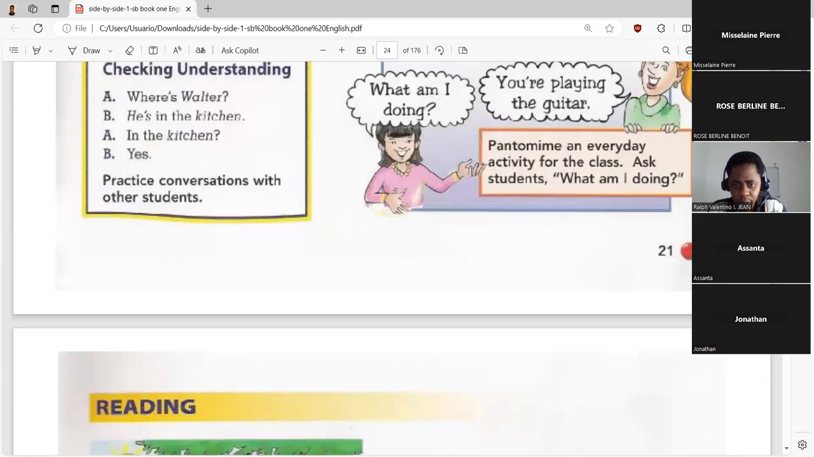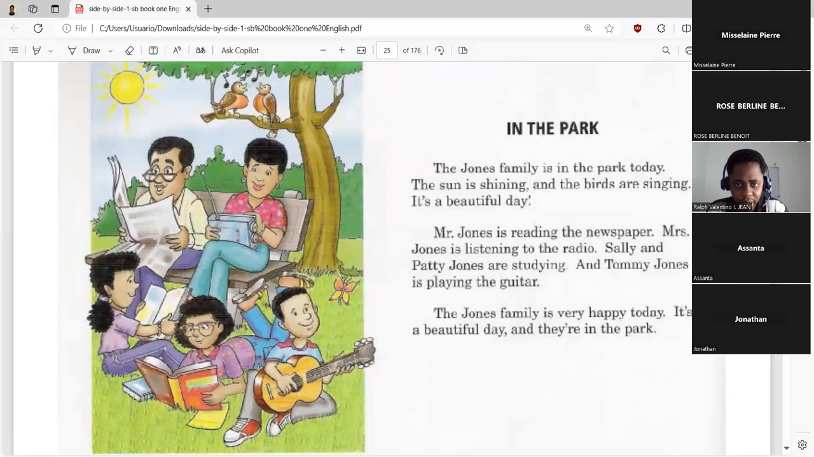Now, so we're going to practice the reading. I'm going to choose one person. That person is going to read the whole thing for me, just to notice how you pronounce certain words in English. The first person who's going to read this story for me is Was Berlin. Was Berlin is going to read. Miss Ted Pierre is going to read. Jonathan is going to read. Asantan is going to read. So let's start with Was Berlin. You're gonna start. You're gonna read the whole story.